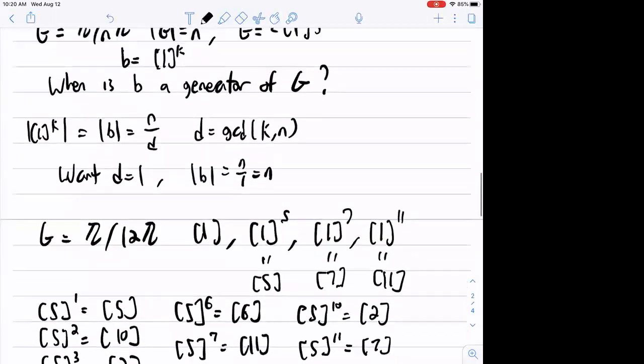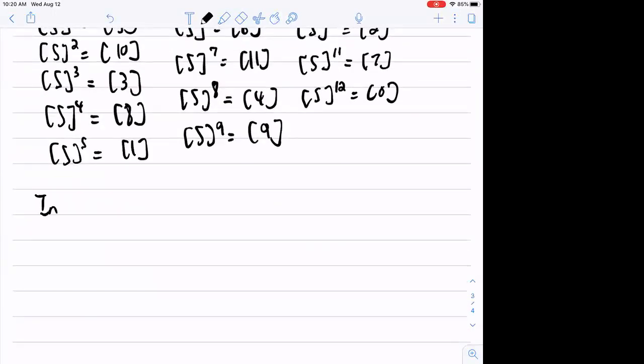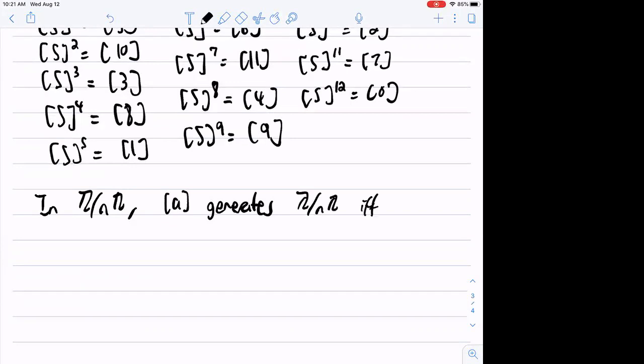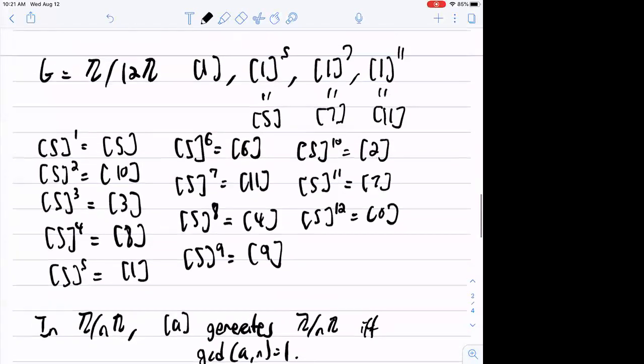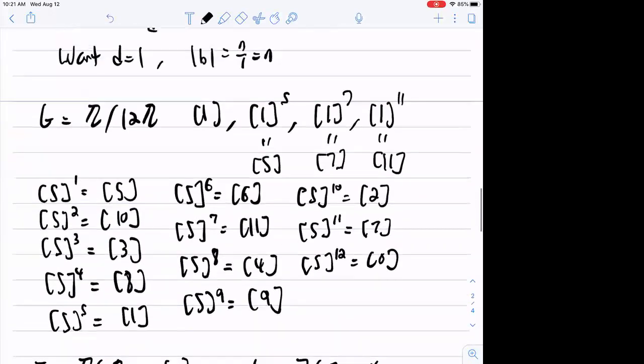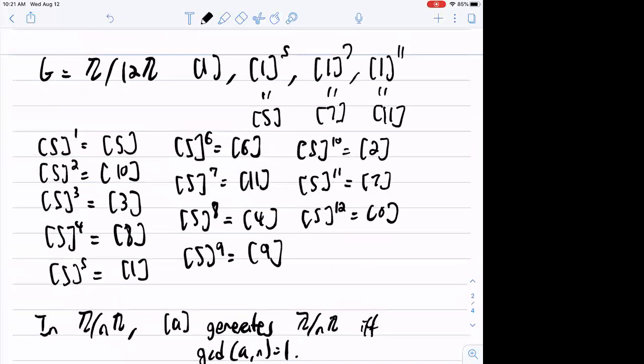Yeah. So using this theorem, you see that in Z mod NZ, it's clear 1 is a generator, but anything co-prime to n works too. So the class of A generates Z mod NZ if and only if GCD of A and N is 1. Yeah. So this is like a corollary. Pretty cool, right? Anything that's co-prime to your number generates your whole group.